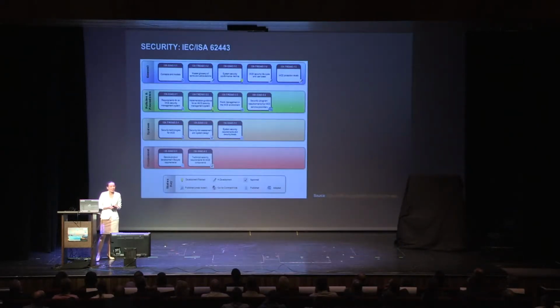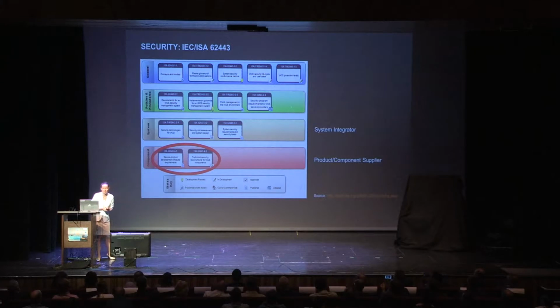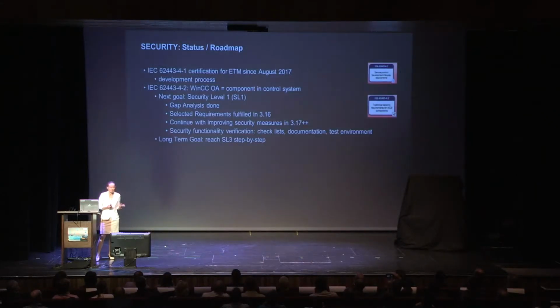Let me quickly wrap up what I told you last year on our security activities. The industrial set of standards, IEC 62443, has a lot of parts in it. And we, with WinCC as a component supplier, are looking at the parts 4.1 and 4.2. There are other stakeholders that have to cover the other parts of this set of standards, for example, system integrators or asset owners or operators. Okay? So where do we stand today on part 4.1 and part 4.2?